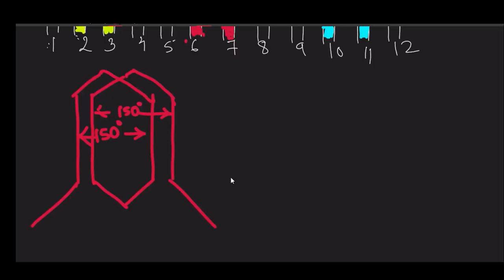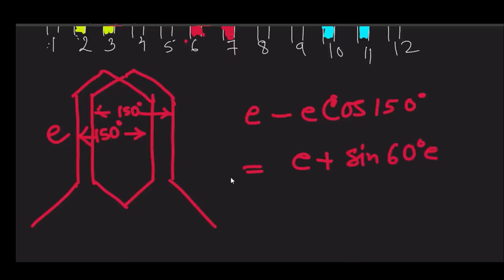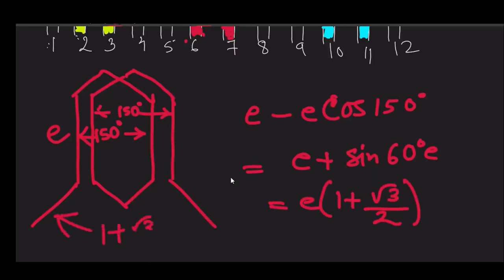Previously it was full voltage. You can visualize it like this: if one set gives you a small EMF E, the other set at 180 degrees gives E minus E cos 180 degrees, so it was giving you 2E. Now instead of cos 180 degrees, you have cos 150 degrees, so you get E plus sin 60 degrees E. So previously you got 2E between them, now you will get 1 plus root 3 by 2 E between them, right? Now what is the point here?